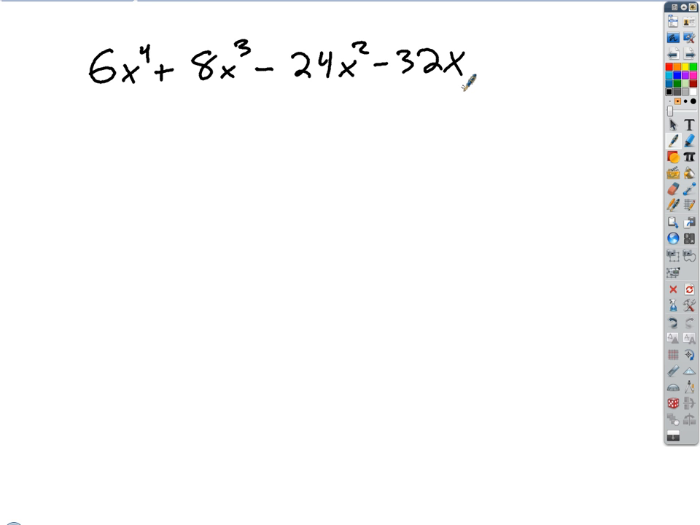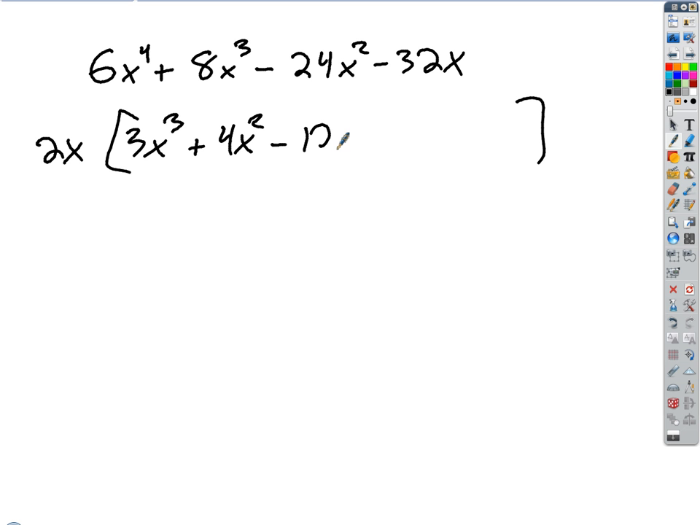So what can I take out initially? 2x, yeah. Okay, so we could take out 2x, leaving us with, what? 3x cubed plus 4x squared minus 12x minus 16. Okay. All right, so now what? Now group them, right? Yes.